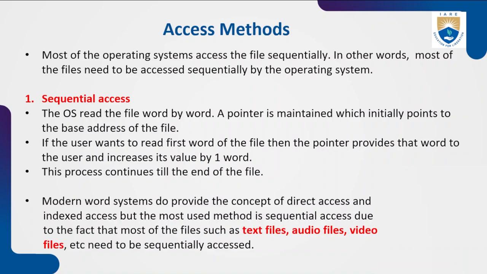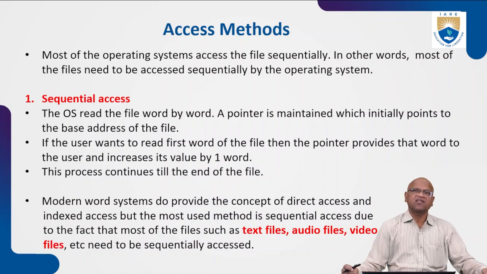In this access method, sequential access, most of the operating systems access the file sequentially. In other words, most of the files need to be accessed sequentially by the operating system. In sequential access, the OS reads the file word by word. A pointer is maintained which initially points to the base address of the file. If the user wants to read the first word of the file, the pointer provides the word to the user and increases its value by one.